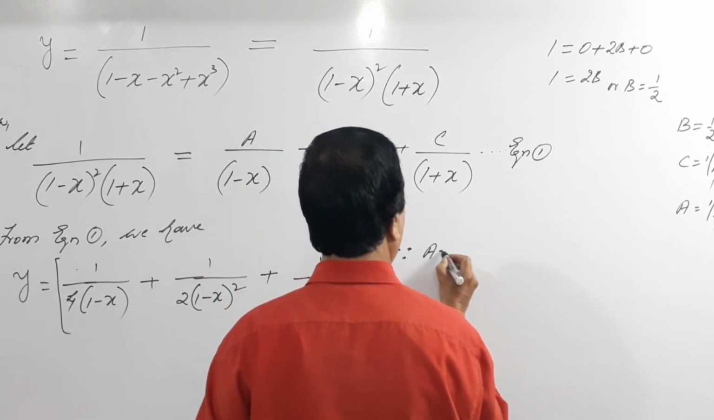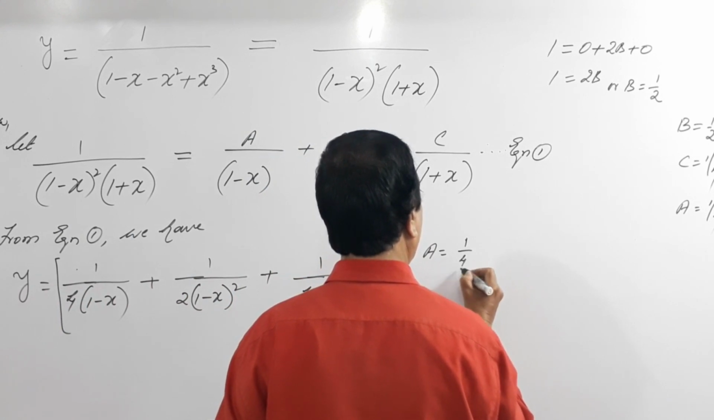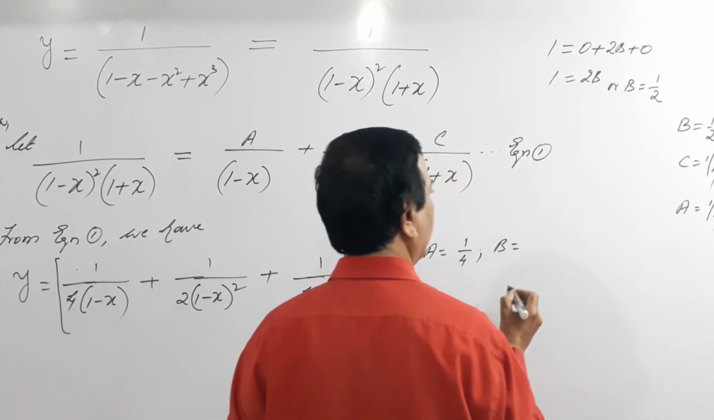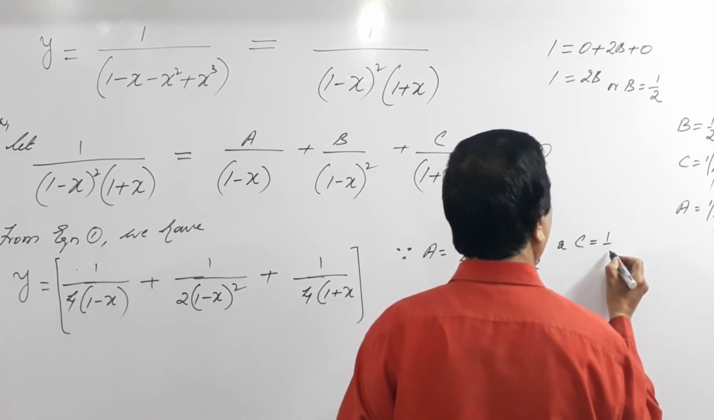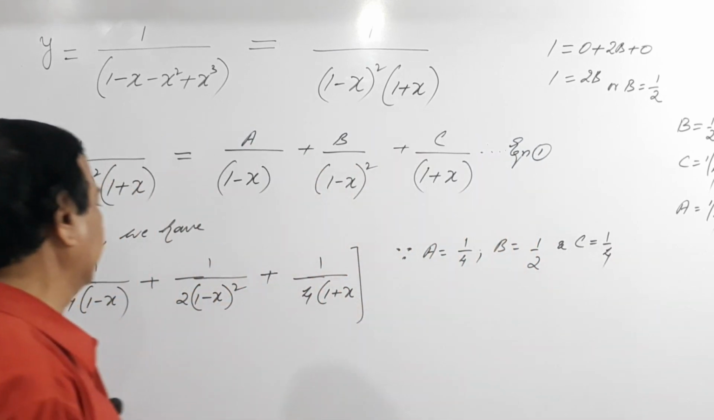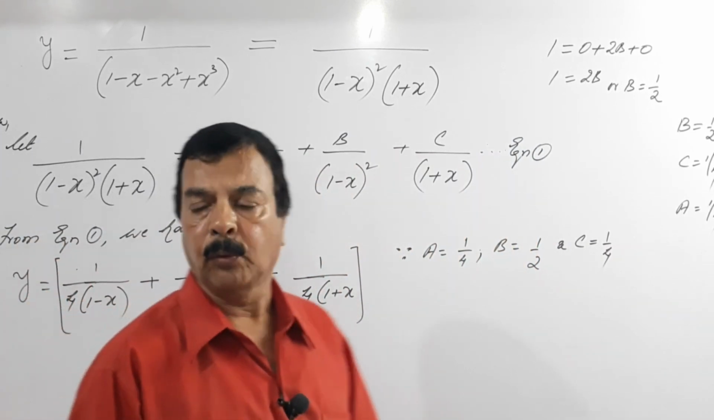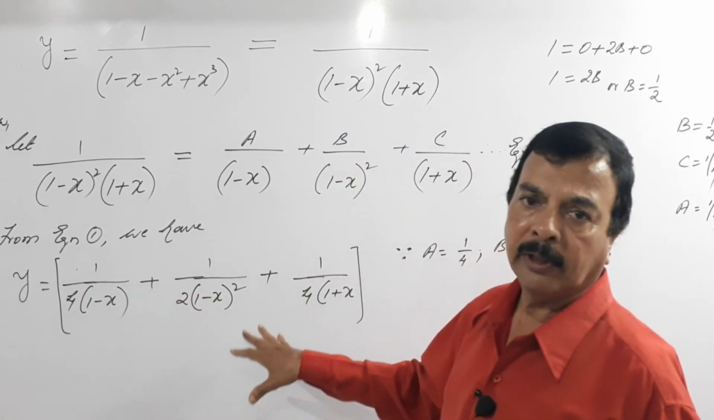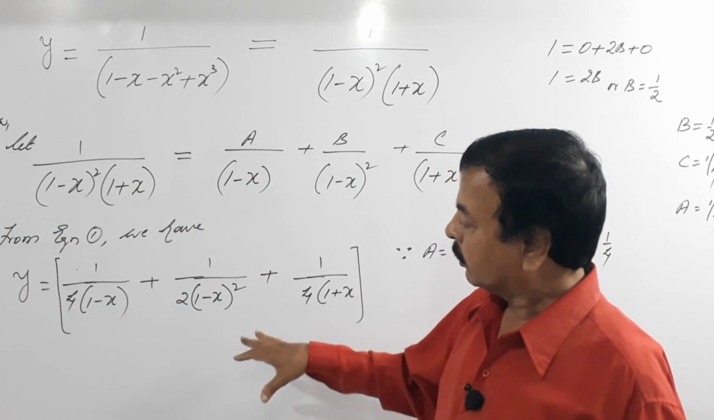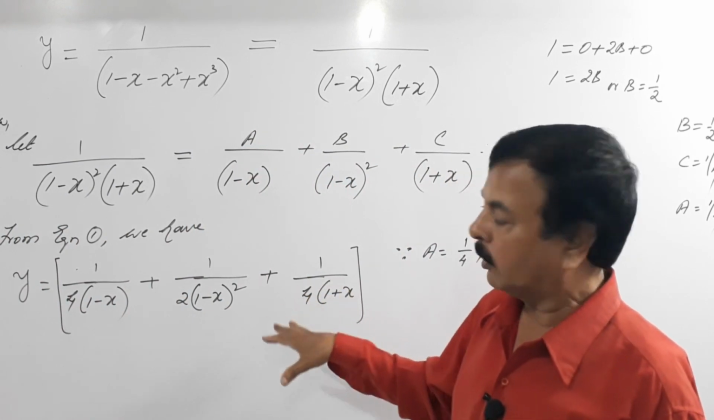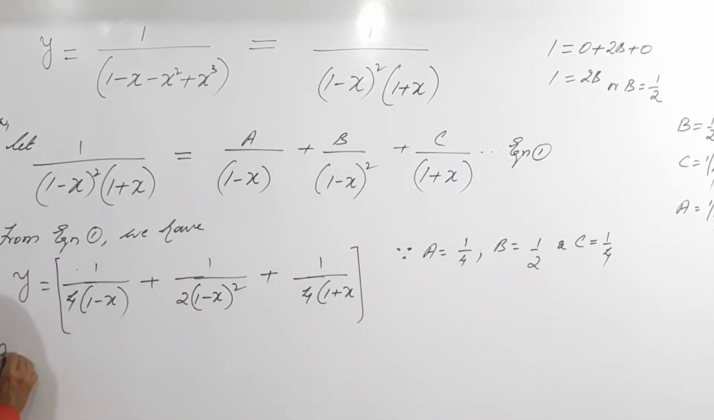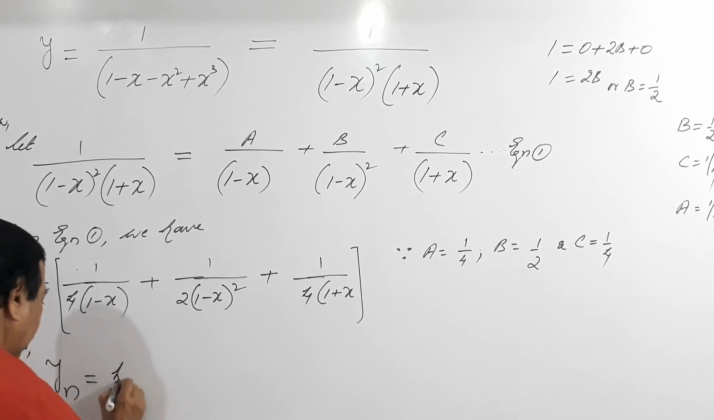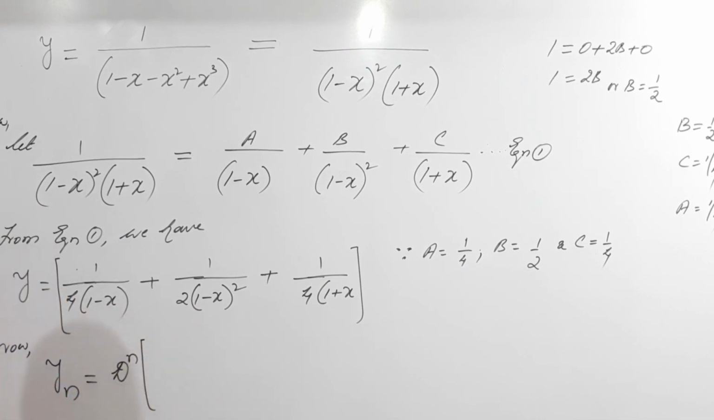Since a equals 1/4, b equals half, and c equals 1/4, I have substituted the values here. Now we have reached a stage where we can find the nth derivative of this given fraction. These are the standard forms. Let us find the nth derivative of this, y_n equals d to the power of n of this.